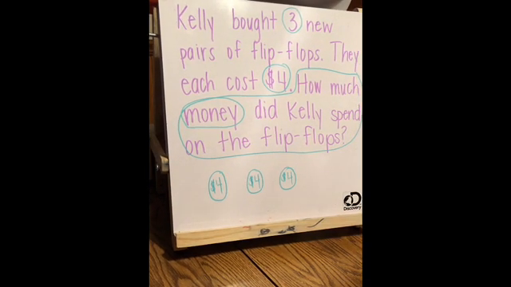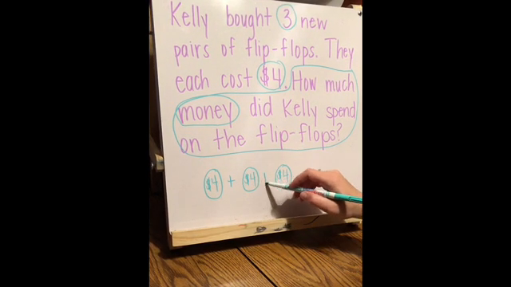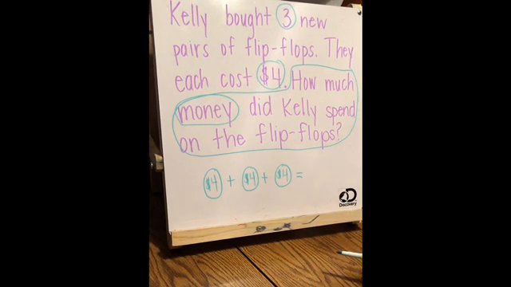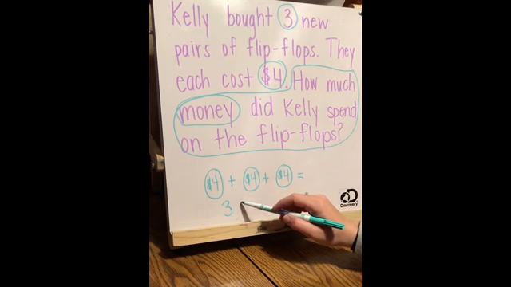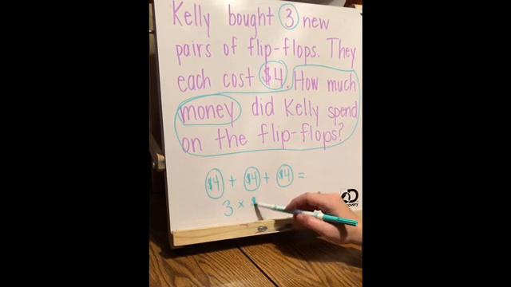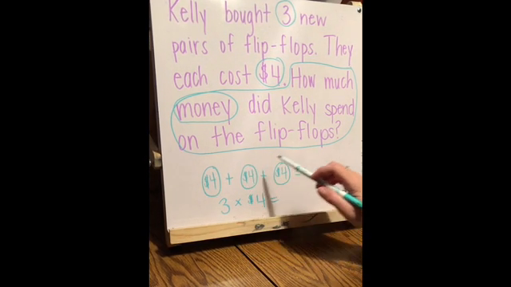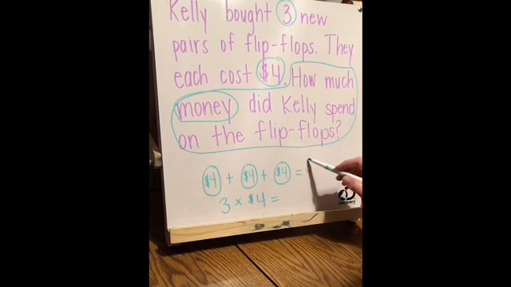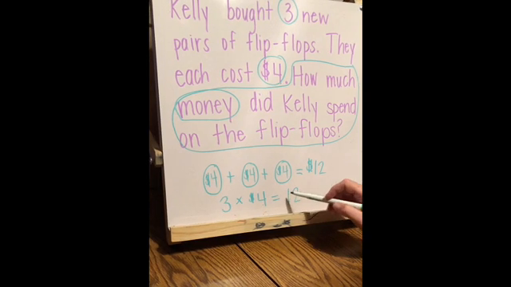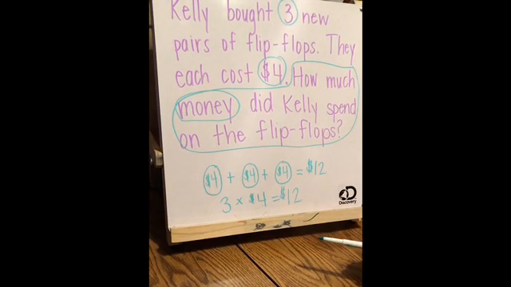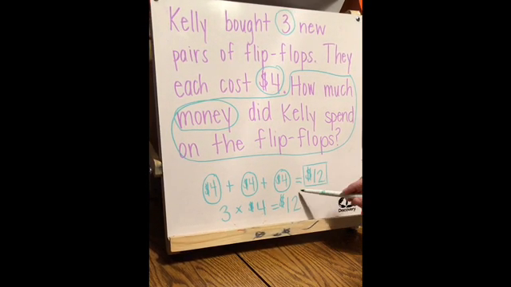So I could build an equation, 4 plus 4 plus 4, and find the total. Or I could think of it as multiplication. I would say there are 3 groups and they each cost $4. So I could think 4 plus 4 plus 4, that is $12. And 3 times 4 is also 12, and I know my label is dollars. So your final answer is $12.